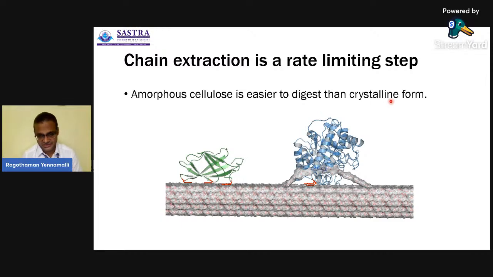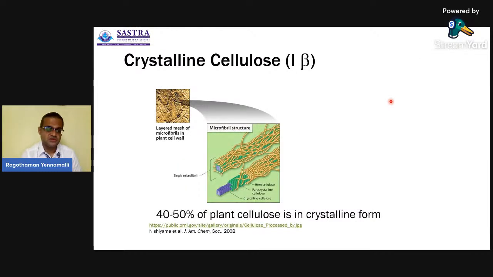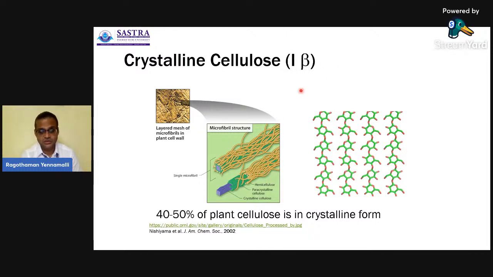form is not easy. The crystalline form of cellulose is basically highly ordered, and 40 to 50% of the cellulose that's present in the biomass is crystalline in nature, basically the 1-beta form. So this is the top view of the cellulose looking from top, and this is the side view. You can see that it's quite planar, and the only thing that's sticking out on the top are the hydrogens from those oxygens and the carbons that are in the sugars.